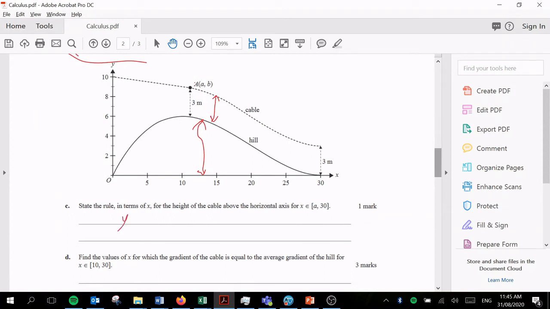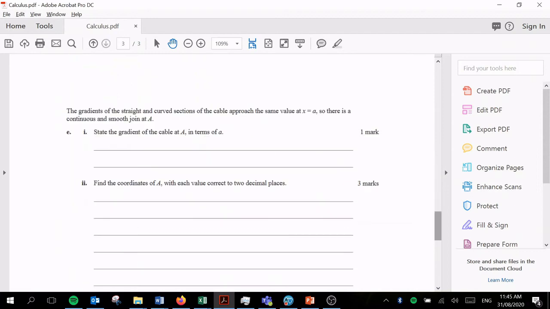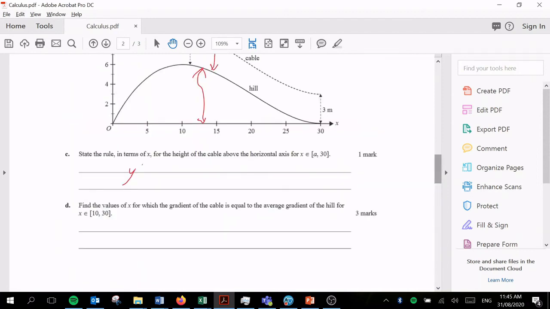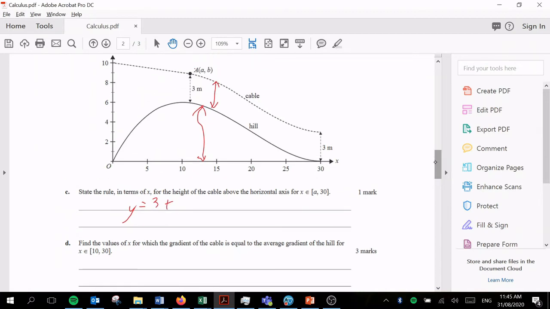So we're asking for the height here, so we might say h is, no, we would say y, sorry, because we have our y-axis here. So for the height of the cable, we have y equals 3, so the 3 meters between the cable and the hill, plus our original expression, 3x(x − 30)² over 2000.